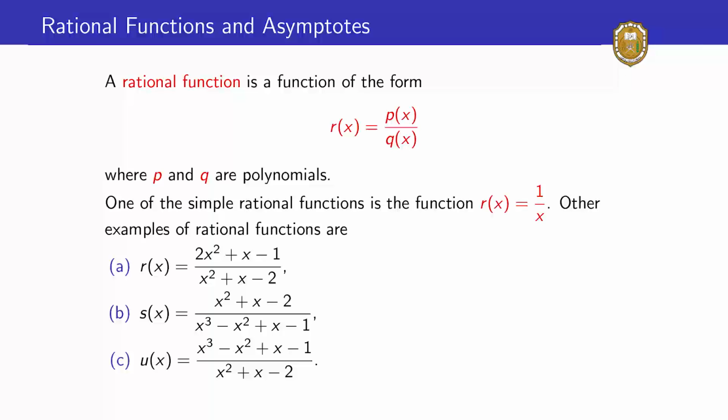In the first example, P is a polynomial of degree 2, and Q is also a polynomial of degree 2. In the second example, P is a polynomial of degree 2, and Q is a polynomial of degree 3. And in the last example, P is a polynomial of degree 3, and Q is a polynomial of degree 2.